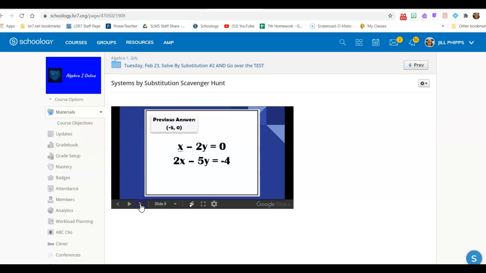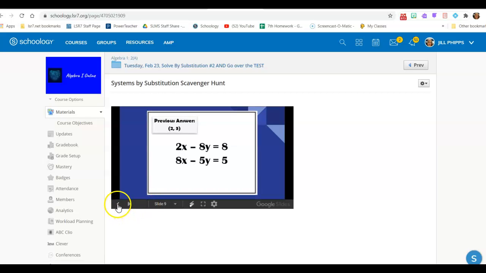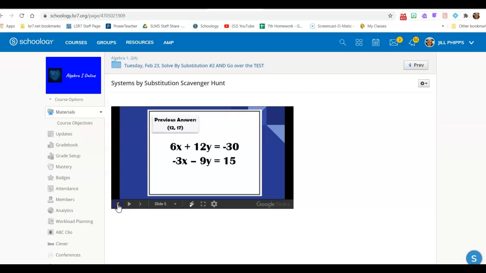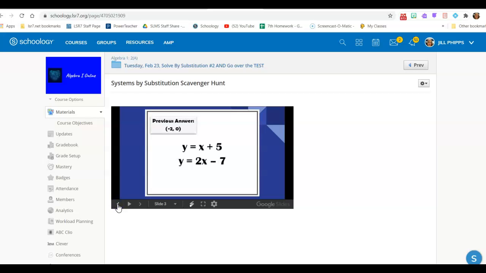(-2, 0). Where is it? Got to go the other way. (-2, 0). There it is. Okay, so this is your next one. Oh, this is a fun one. We'll try this one, and then I'll let you just work the rest of them on your own. So write this problem down. y equals x plus 5, and y equals 2x minus 7. Go. Try it.